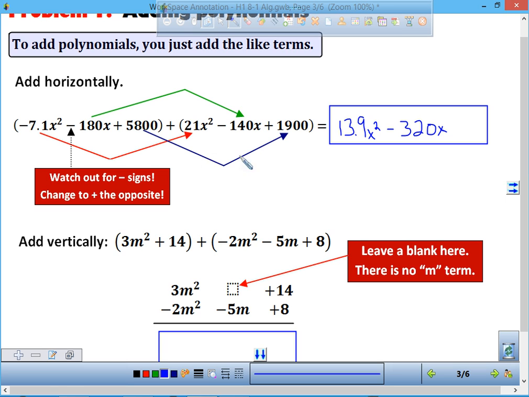And then the last pair of like terms is the 5,800 and the 1,900. I should have said this earlier, but in order to be like terms, they have to have the same variable and same exponent. So that's why x squared terms are like terms, x terms are like terms, and constants, just numbers, are always like terms too. So when we add 5,800 and 1,900 together, we're going to get 17, or not 17, sorry, we are going to get 7,700.